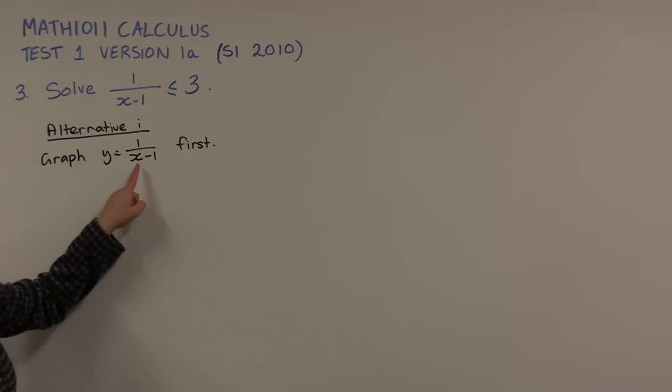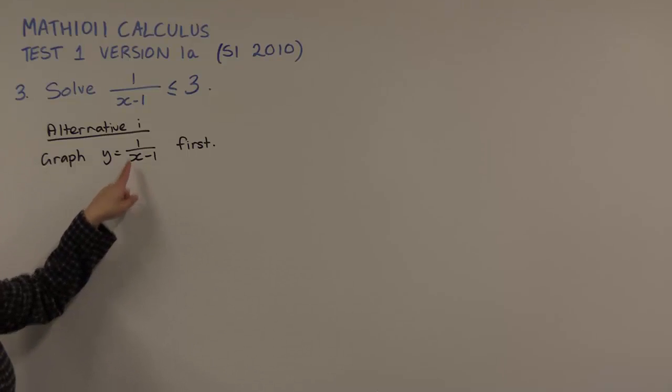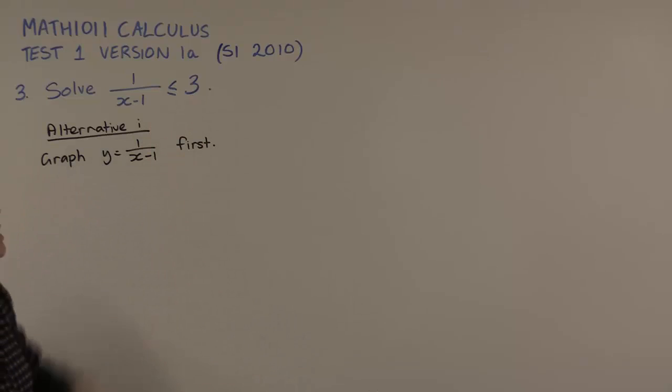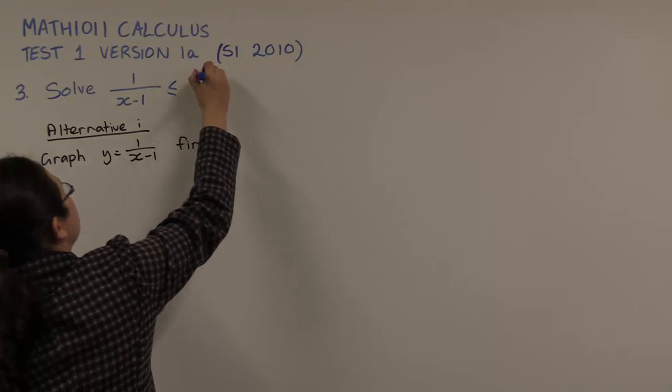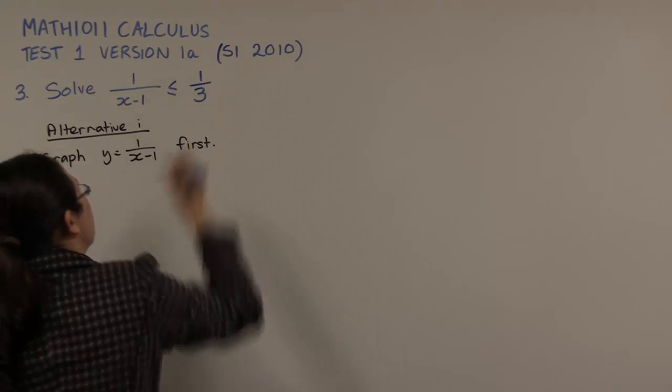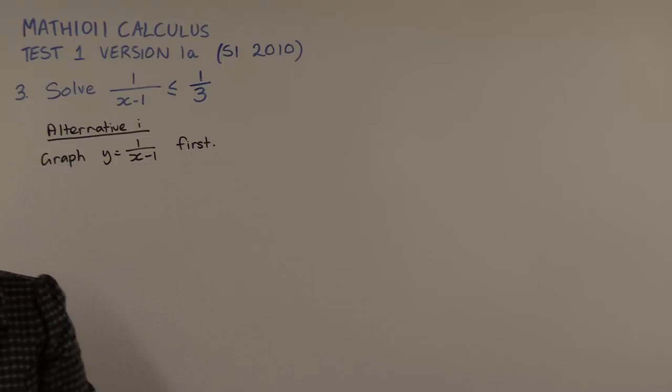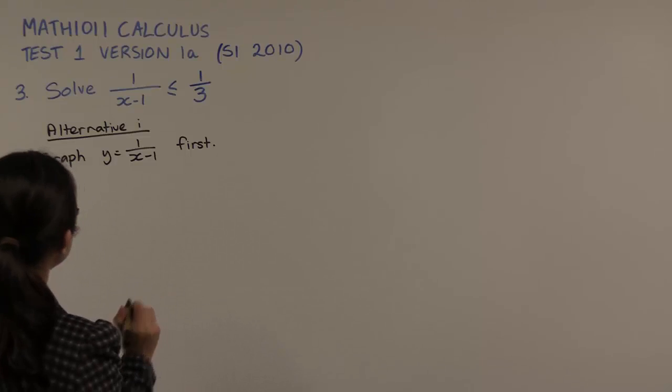We're going to graph this and then ask ourselves, when is the y value of that graph less than 3? Now I think I've copied the question wrong, because it's not less than 3, it's less than 1/3. Okay, so let's graph this.